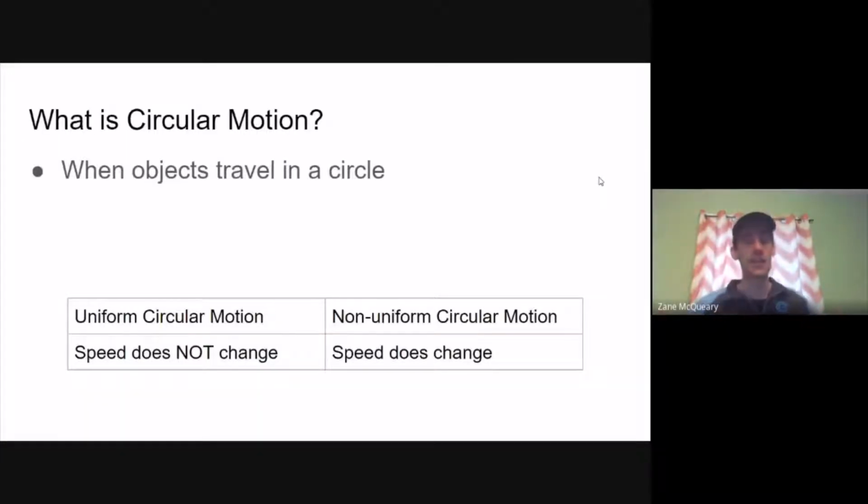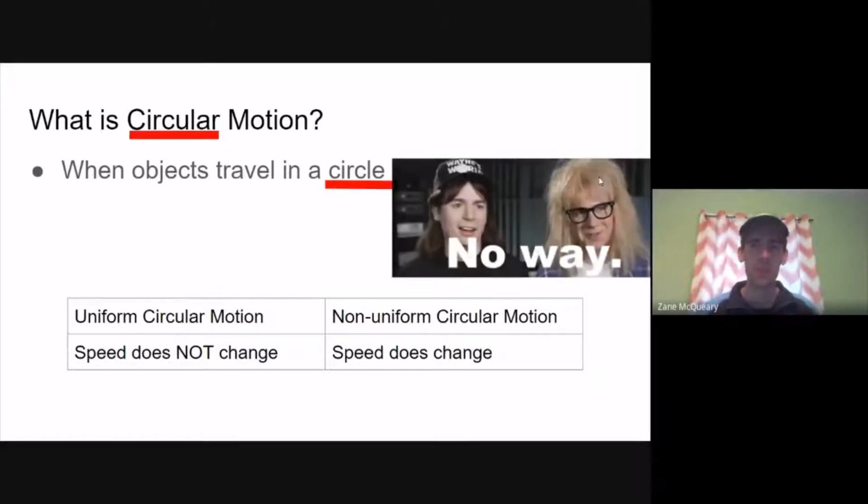Today's lesson is circular motion. Welcome back to another episode of Physics with Mr. McQueary. And today we're talking about when objects travel in a circle. Circular motion. It's that simple. No way? Way. So, there are two forms of circular motion.